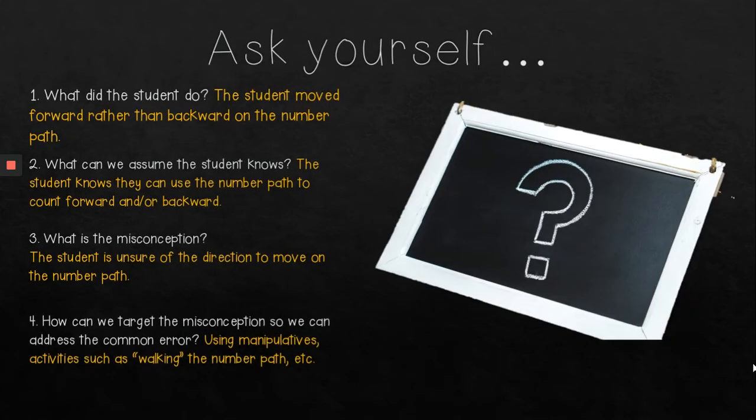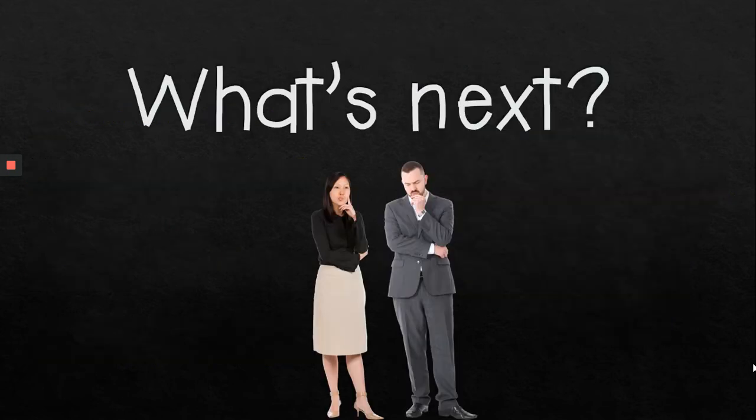So it's really important to stop and ask yourself, number 1, what did the student do? Well, I can tell you the student moved forward rather than backward on the number path, and it was a subtraction sentence. So what can we assume the student knows? The student knows they can use a number path to count forward and or backward. That's a resource for them. What is the misconception? Well, the student isn't sure of the direction to move on the number path, or perhaps they're not really paying attention or focusing on the number sentence itself or listening to the story. Number 4, how can we target the misconception so that we can address the common error? Well, we can use manipulatives or activities such as walking the number path with our fingers, etc. So what's next?